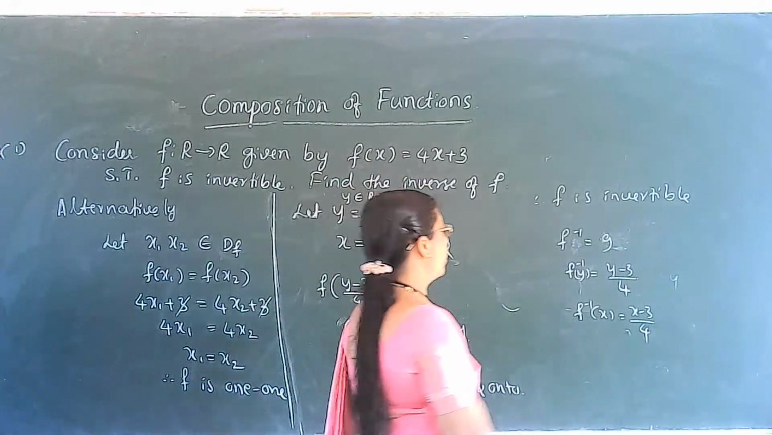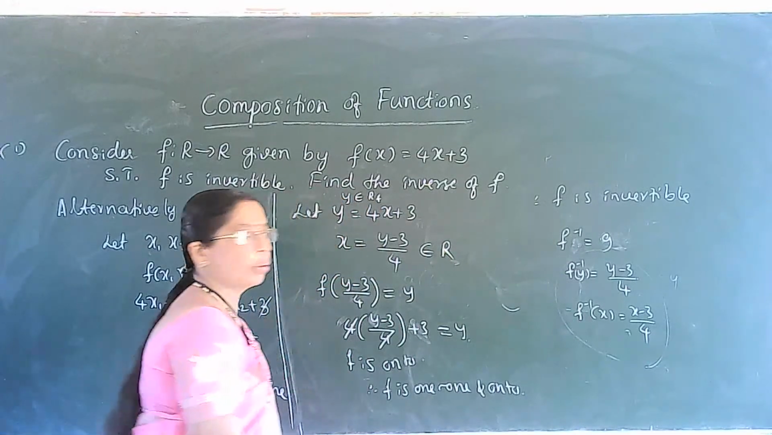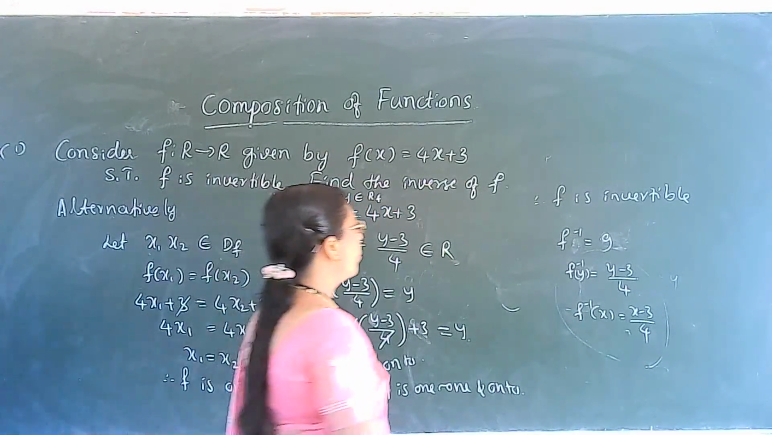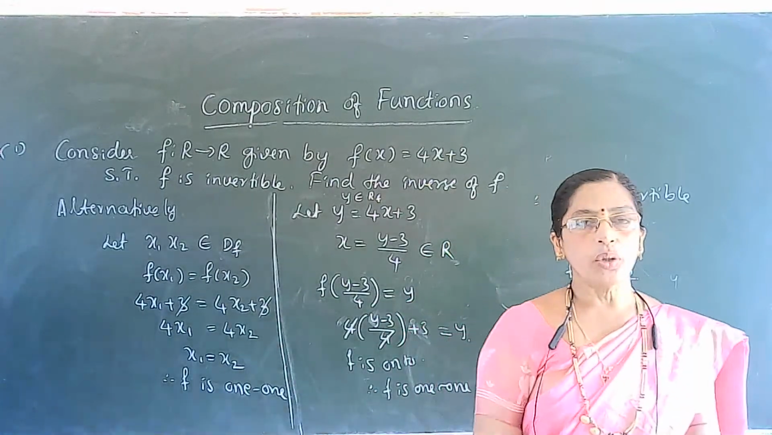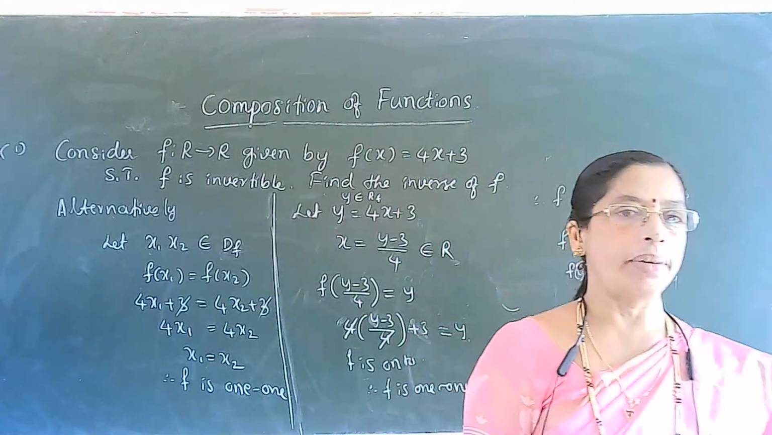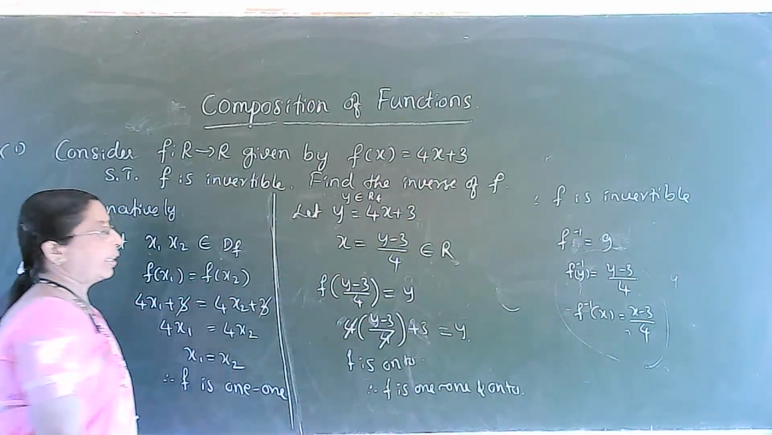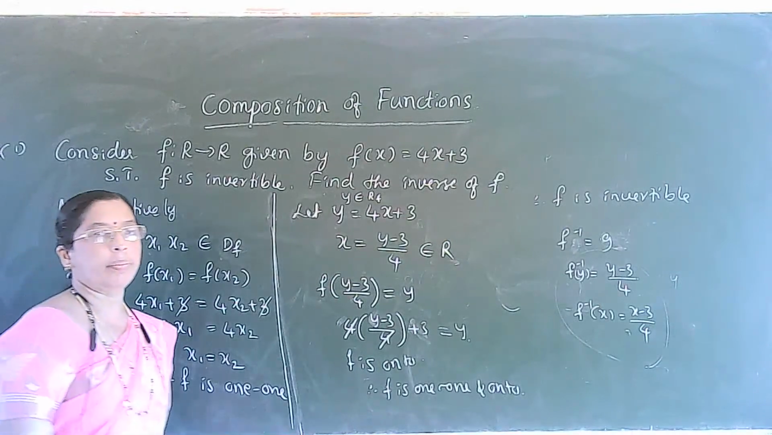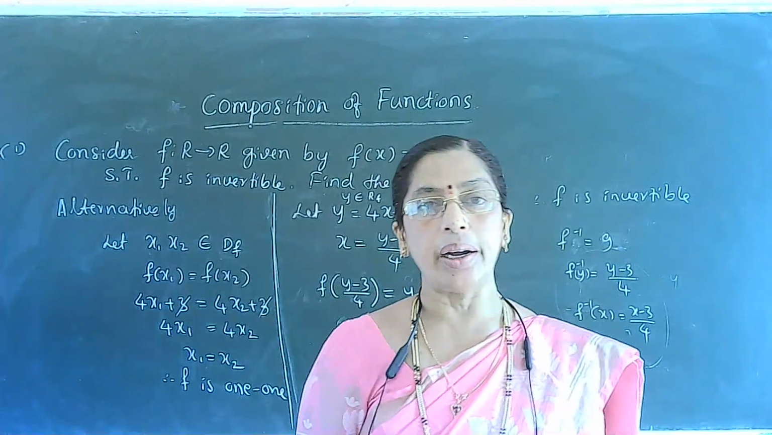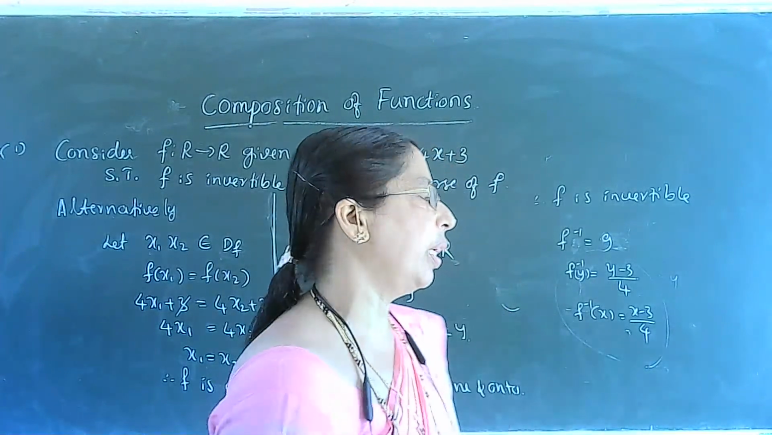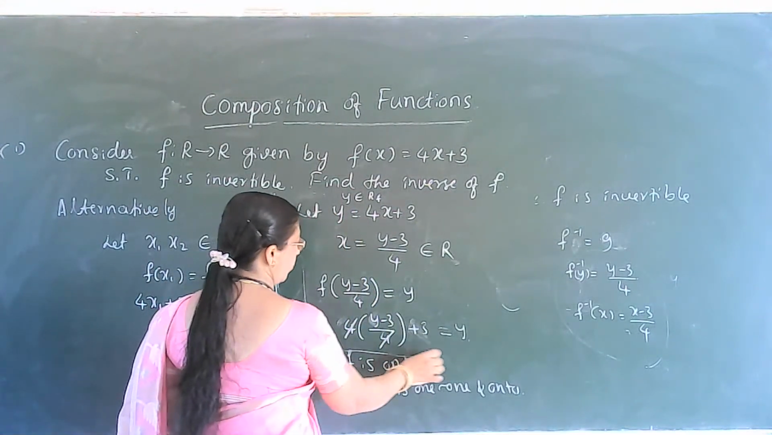Anyone you can write here. Not two, f inverse y or f inverse x, you can write either one. This method is a very easy method because you already know about proving the one-one function and onto function. This is also very easy, but sometimes you forget to write this one.